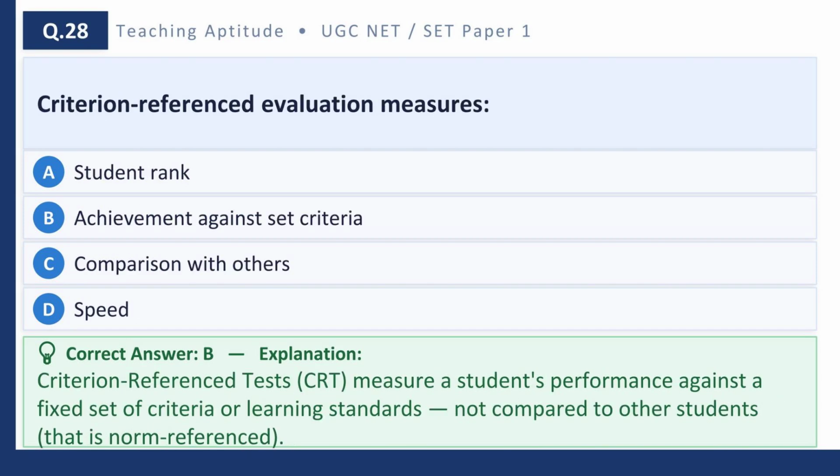When we talk about criterion-referenced evaluation, we are measuring a student's achievement against a fixed set of predetermined criteria or standards. Unlike other methods that rank students against each other, this approach focuses purely on whether the individual has mastered the specific learning objectives. It tells us exactly what a student can do.